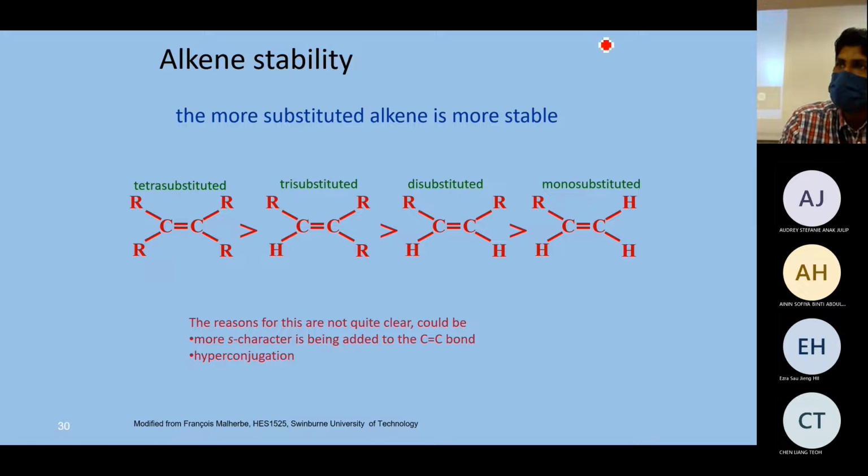Any other alkyl group substitution at the carbon on either side of a double bond. How many bonds can carbon have? Four. This is very important. Remember that carbon can have only four bonds, not more. It can have less than that, but it will not be stable, because the octet is not filled in that way.